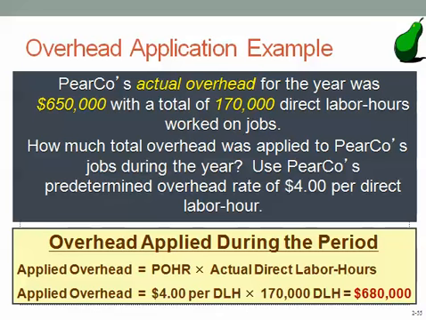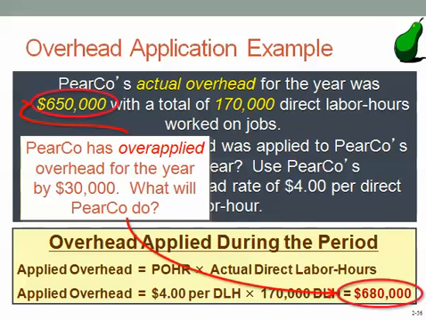We're told that the parent company's predetermined overhead rate is $4 per direct labor hour. So the amount of applied overhead will be the $4 per direct labor hour multiplied by the 170,000 direct labor hours. We will apply $680,000 in overhead to jobs during the period. Since this is more than the $650,000 in actual overhead, parent company has overapplied overhead, where it's applied too much cost to work in process.